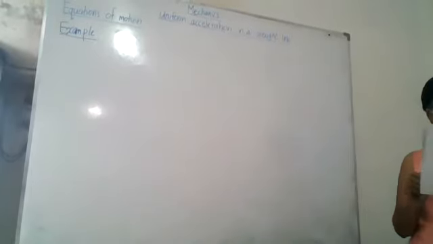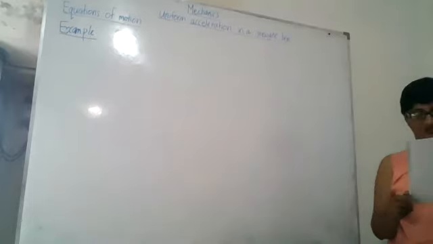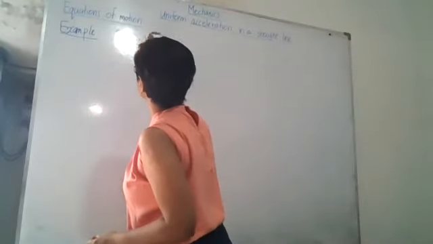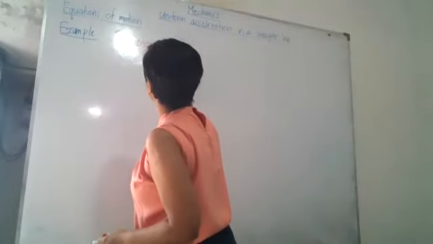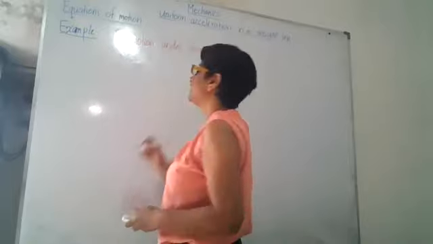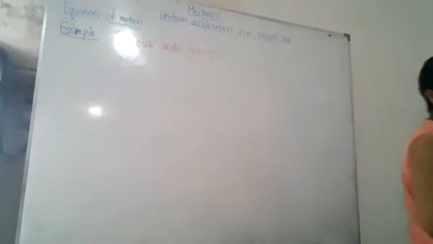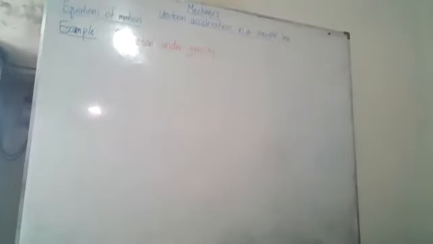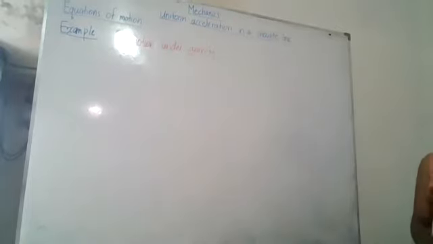This is an example, but I'm giving you some extra things. This type of motion is called, write in red, motion under gravity. Because it's moving freely under the influence of gravity, it's called motion under gravity.